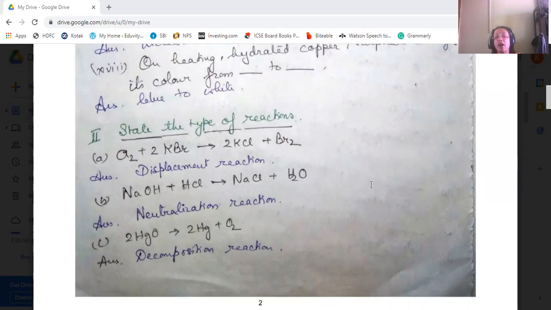Then mercuric oxide, 2HgO, forms 2Hg plus O2. So it's a decomposition reaction. When heat is applied to mercuric oxide, it decomposes to mercury metal and oxygen is given out.